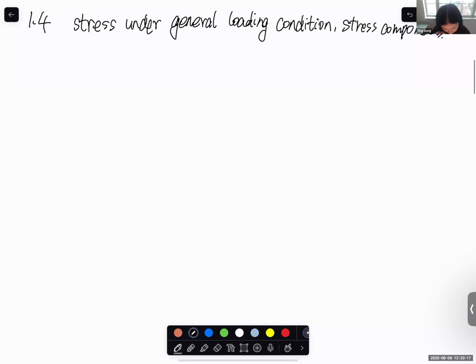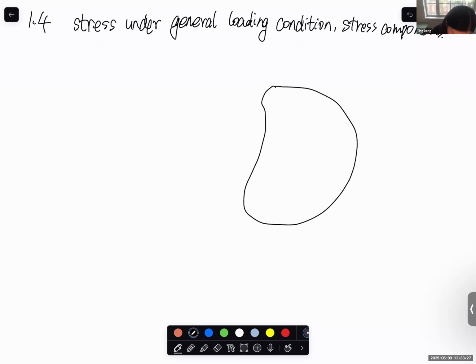And of course, we assume everything is in 3D space. It's not just 1D tension compression. So a general structure can be any shape. Let's say this is a structure in 3D space, and I define the coordinate system. Let's say this is the left-right x, upward is y. So by the right-hand rule, out of plane becomes the z direction.